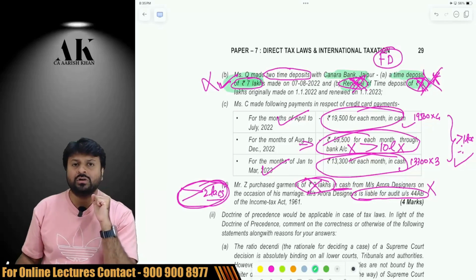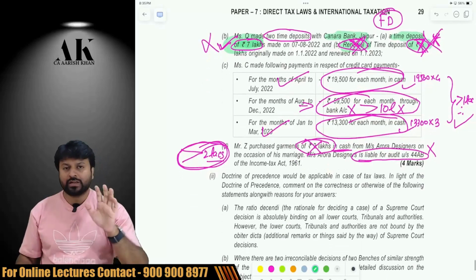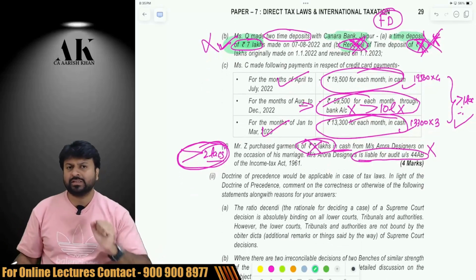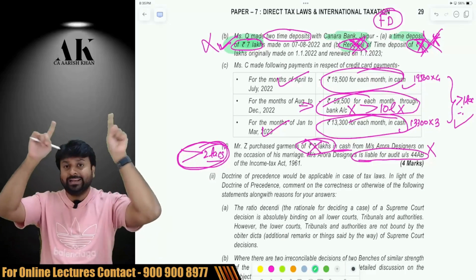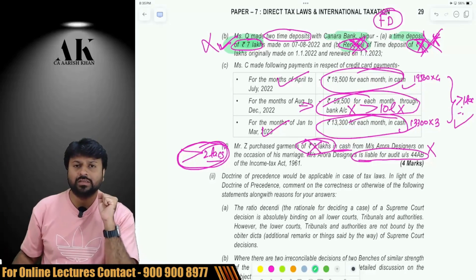Therefore, here also the SFT provisions are not applicable to Canara Bank. Okay. Next one, for credit card. Credit card companies are liable for SFT if the aggregate credit card payment by a person in the entire year is more than what? More than 10 lakh.